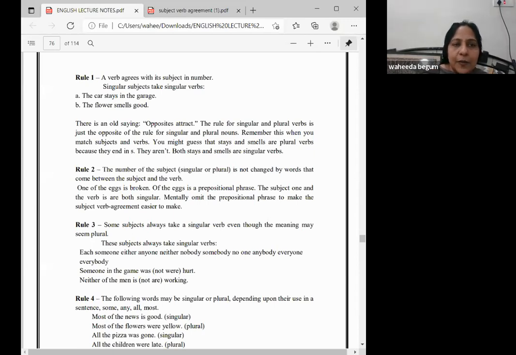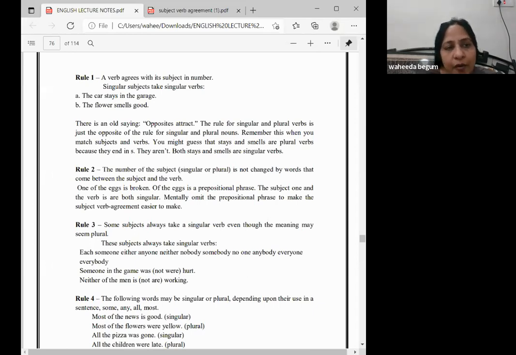The flower smells good. This is singular. If you want to make it plural, the cars stay in the garage. When you have a plural subject like cars in the sentence and you want to say stay in the garage, you have to make the sentence this way: the cars stay in the garage. The cars stay in the garage. The car stays in the garage.